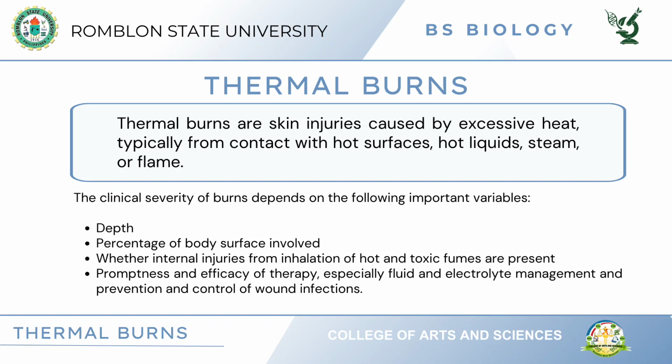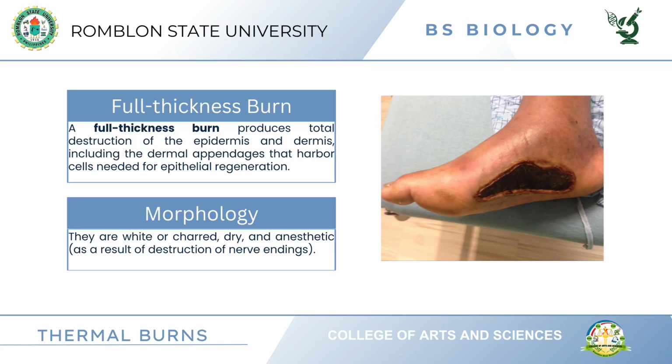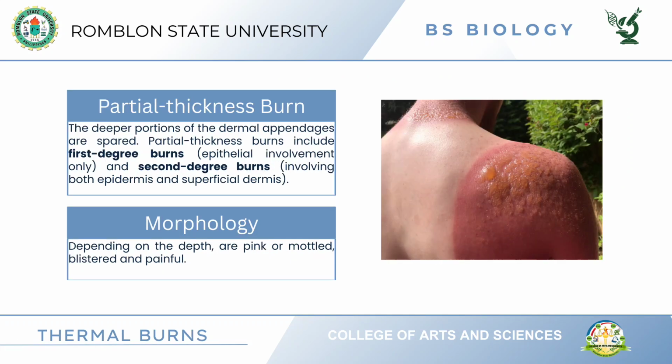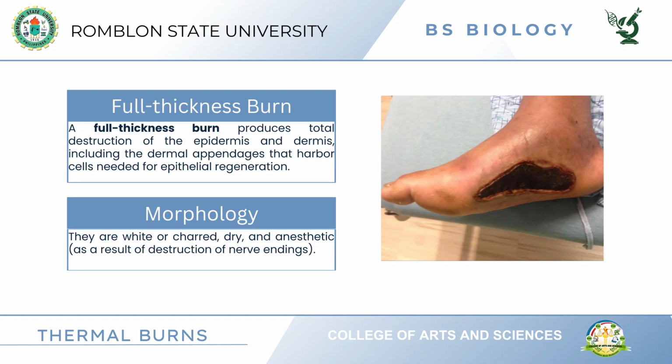So mayroong dalawang type ng thermal burns: the full thickness burn and the partial thickness burn. So first, full thickness burn. So full thickness burn, it produces total destruction of the epidermis and dermis, including the dermal appendages that harbor cells needed for epithelial regeneration. So sa full thickness burn, it include 3rd and 4th degree burns. So kumbaga total destruction nga ng epidermis and dermis. And for the morphology, they are white or charred, dry, and anesthetic.